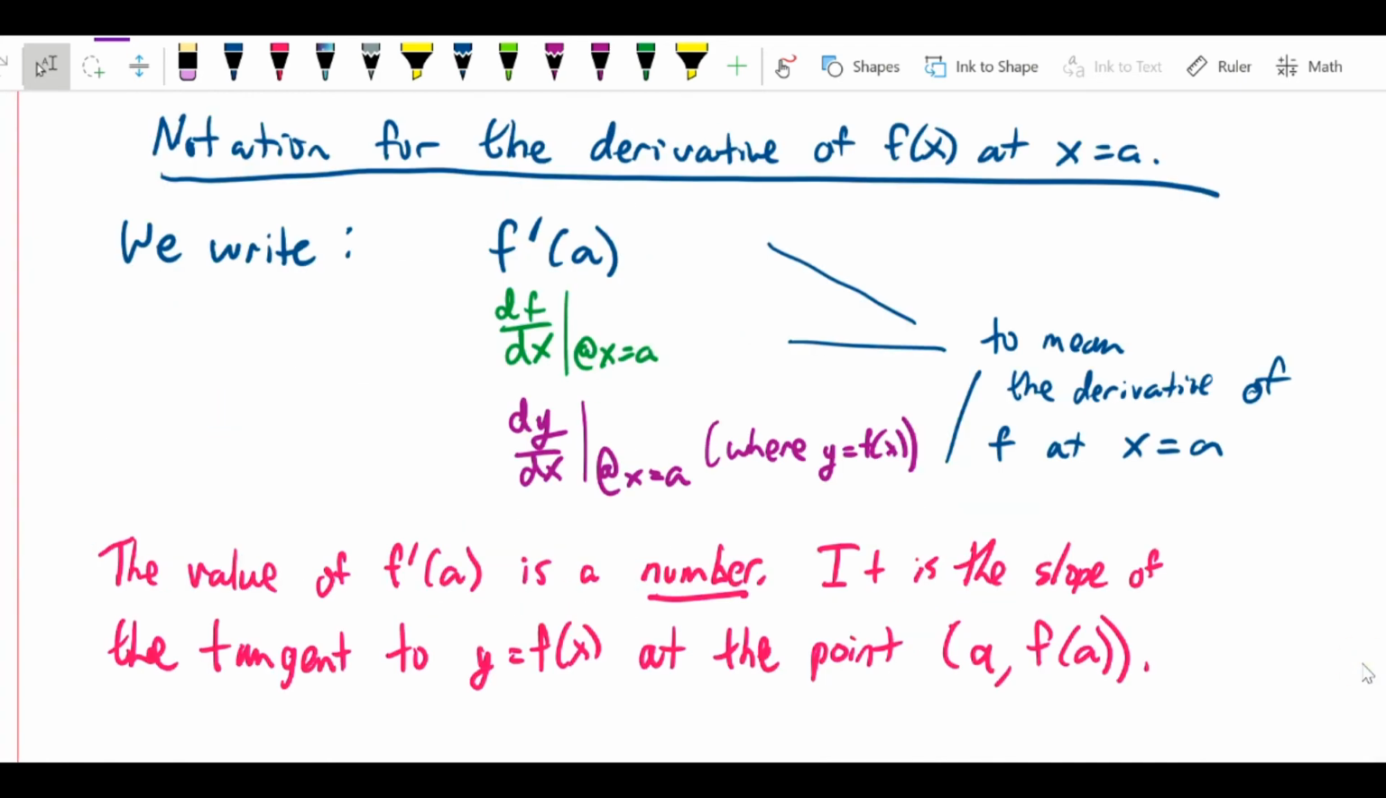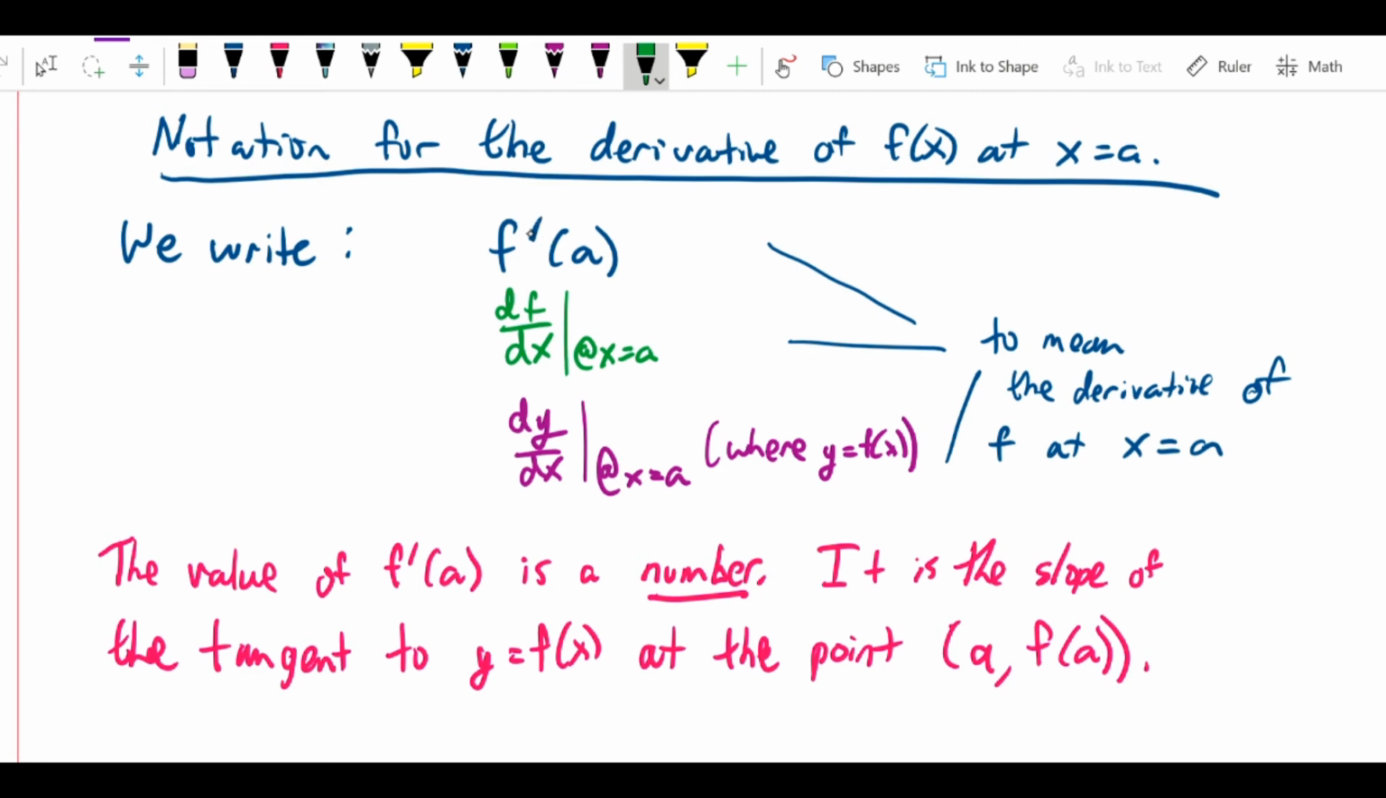Before we go on, I just want to give you some notation for the derivative of f of x at x equals a. So we use this notation. We write f prime. That's what this symbol means. This is the prime symbol. So to refer to the derivative of the function f at x equals a, we write f prime of a.